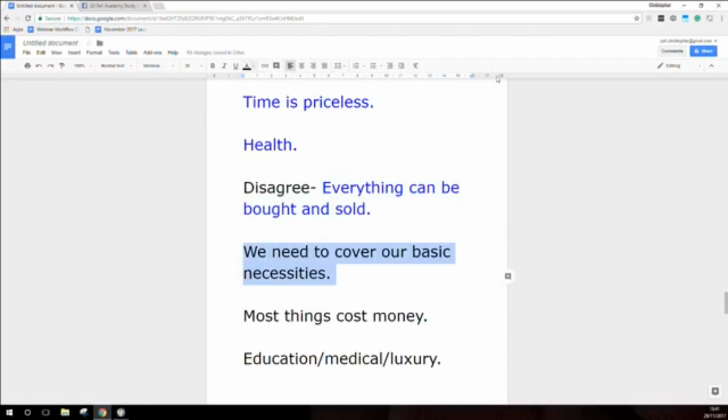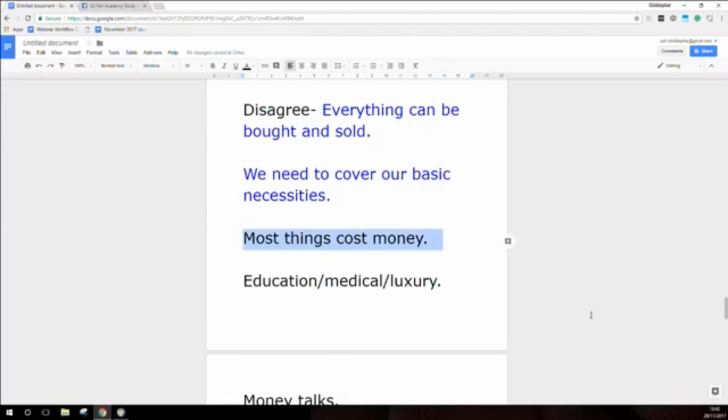We need to cover our basic necessities. Yeah, absolutely. Like these people, people that say all you need is love. Love is not going to feed you. Love is not going to pay for your education. Love is not going to do all of these things. So it's pretty important that you need money. And most things cost money. A little bit vague, but I know what you mean. You would need to sharpen that up a little bit. You need to be more specific.